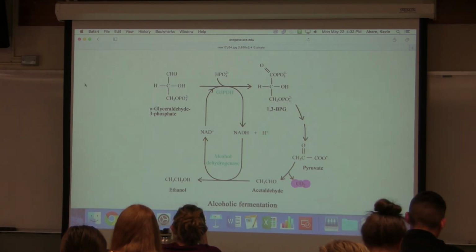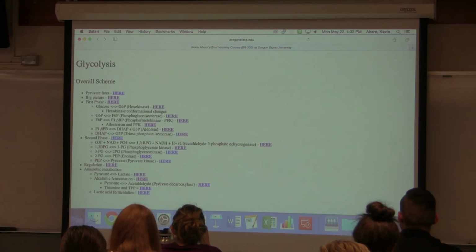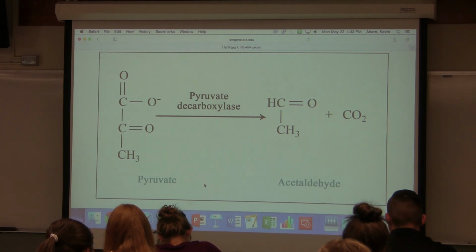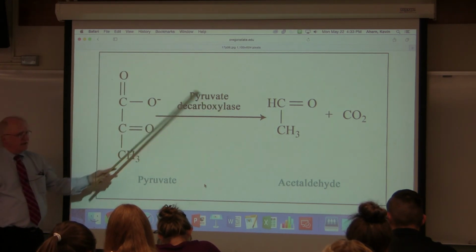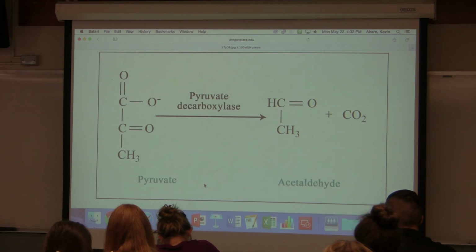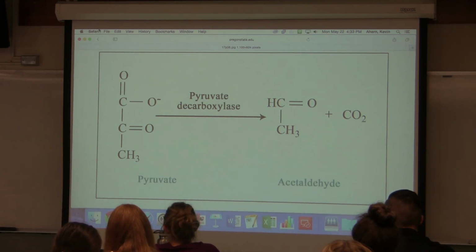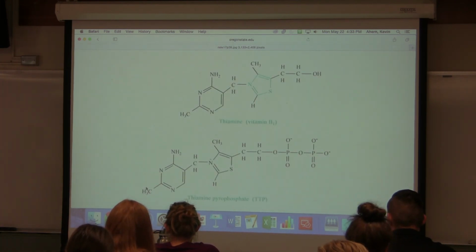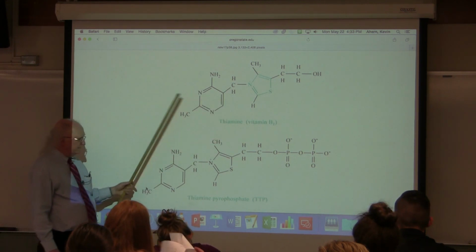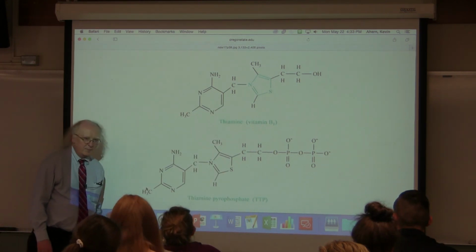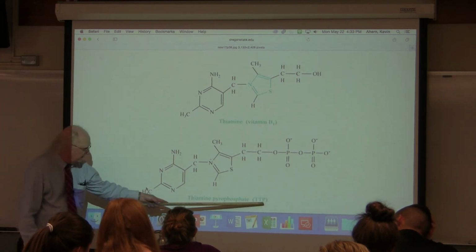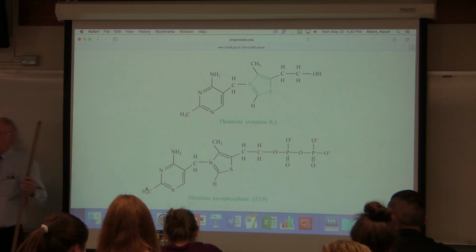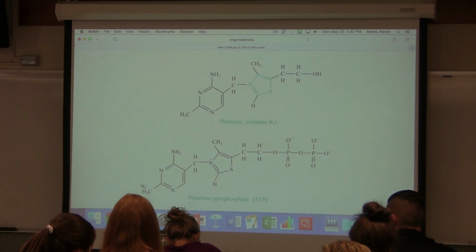Okay, so that's what's up with fermentation. We do fermentation to make NAD. There's the pyruvate. By the way, this reaction is catalyzed by an enzyme we call pyruvate decarboxylase. We'll talk more about that enzyme later. Don't worry about that enzyme name right now. Important vitamins in the metabolism of pyruvate: thiamine. Thiamine's converted into this guy here, thiamine pyrophosphate. That should be TPP, not TTP. Thiamine's converted into that, and this is necessary for the metabolism of pyruvate, as we will see soon.